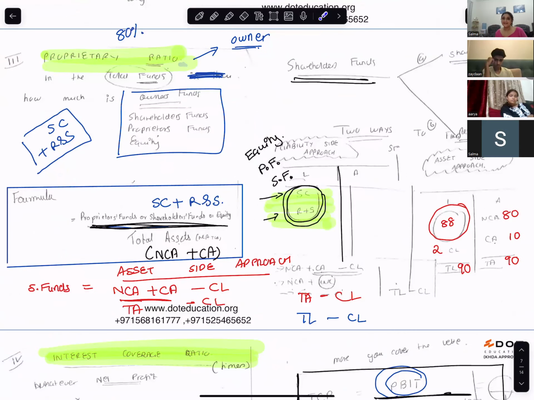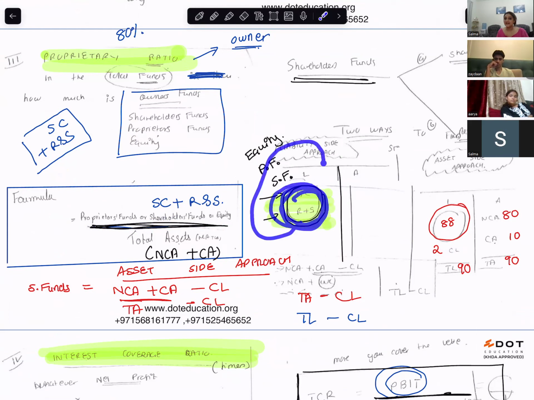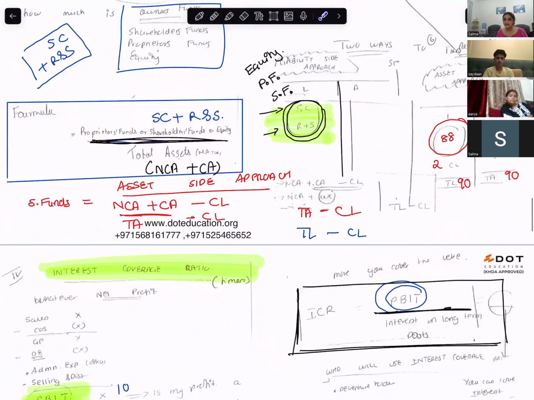Proprietary ratio. It tells you that in your total funds, how much is the owner's money. Formula for this is owner's funds divided by your total assets. How do you get owner's funds? It is share capital plus reserves and surplus. This is the liability side approach. Asset side approach would be your total assets minus current liability. Are you with me?